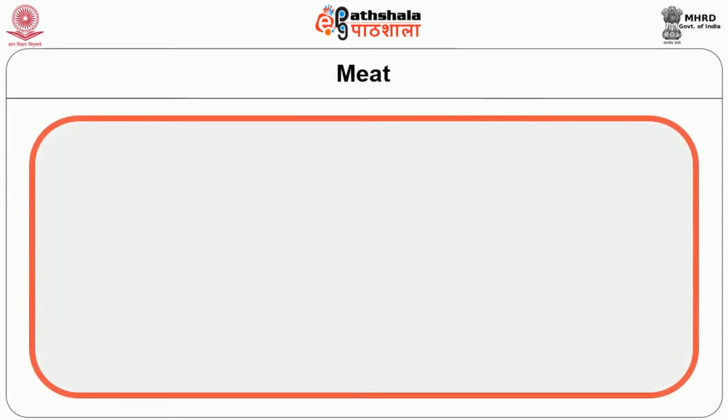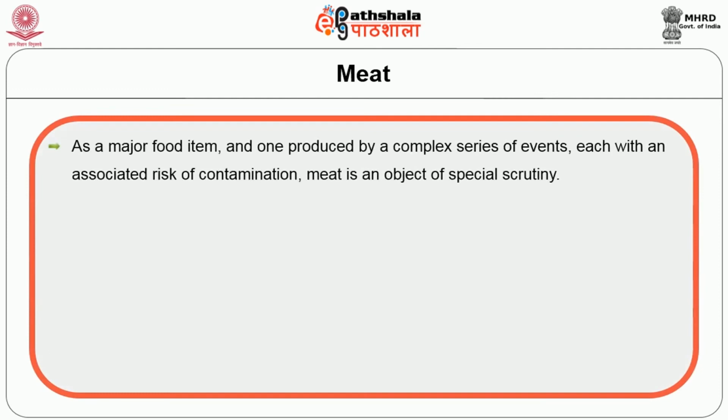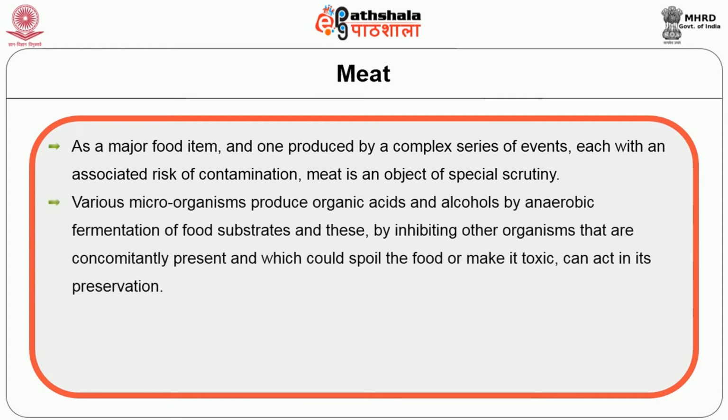Next is meat. As a major food item, and one produced by a chain of events, each with an associated risk of contamination, meat is an object of special scrutiny. Various microorganisms produce organic acids and alcohols by anaerobic fermentation of food substrates, and by inhibiting other organisms that are concomitantly present and which could spoil the food or make it toxic, they can act in its preservation.